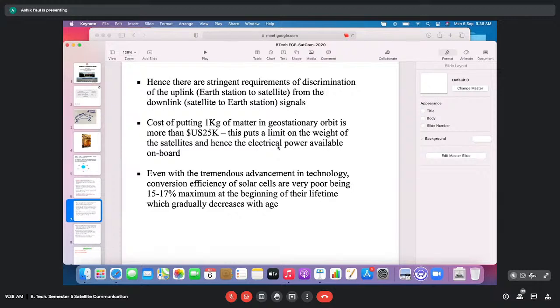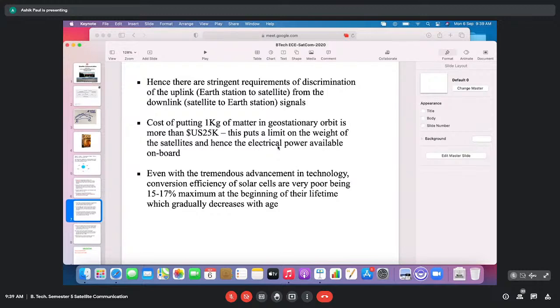But there we also have limitations. That is, even with the tremendous advancement that we have made, the conversion efficiency of solar cells is extremely poor. Solar cells convert the incoming solar radiation into electrical energy. That efficiency is only about 15 to 17% at the beginning of their lifetime. That means for a brand new solar cell, that's the kind of conversion efficiency that you can expect.